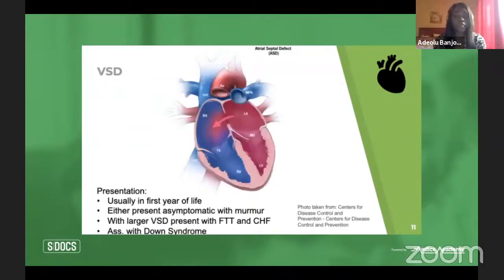So next, I'm going to be talking about ventricular septal defects, or VSDs. This is a hole or an abnormal connection between the two ventricles. The physiology is similar to that of an ASD, but everything is just more increased because there are higher pressures. So it usually presents in the first year of life because, again, the higher pressures mean you'll get earlier symptomatic presentation. It'll either present with a murmur or asymptomatically, and it's associated with Down syndrome.